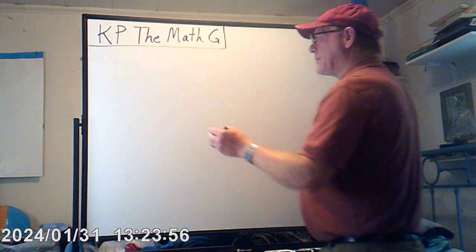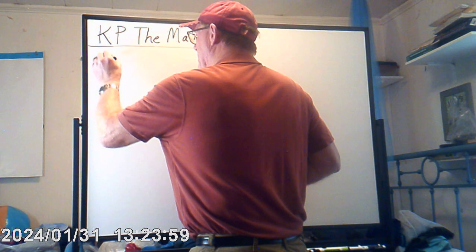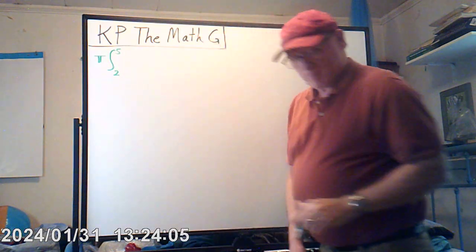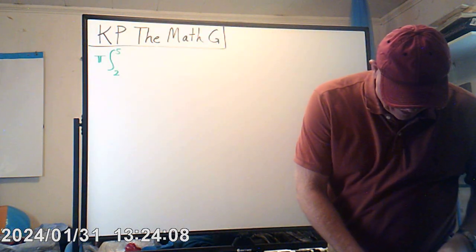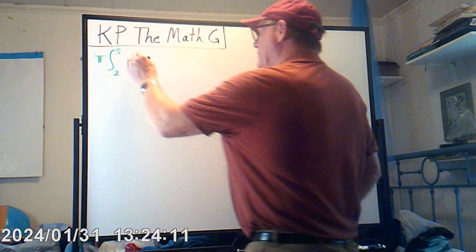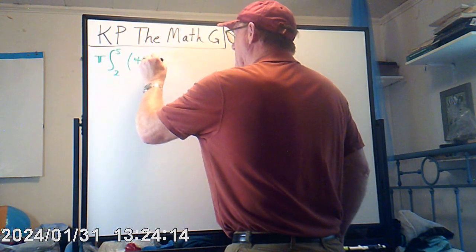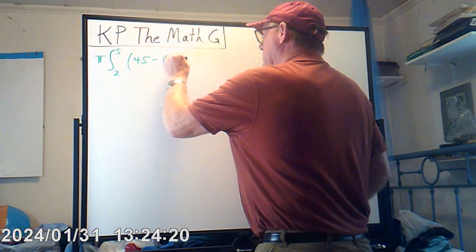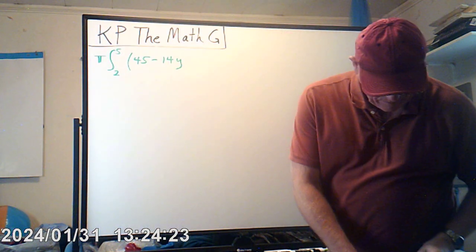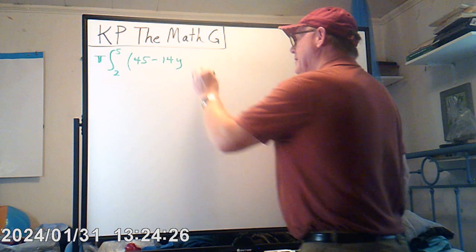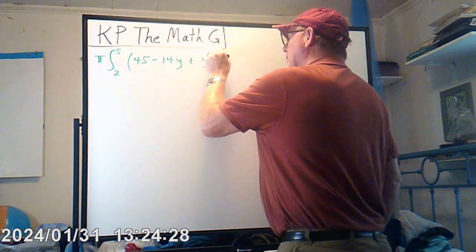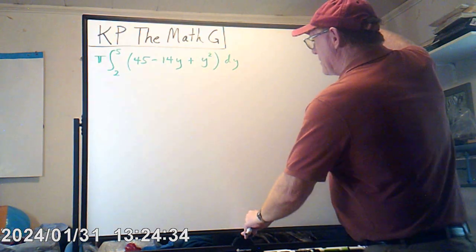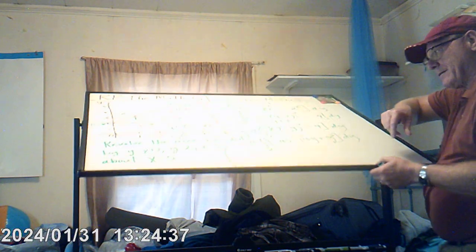Now, let's see. We were putting that pi up here. From 2 to 5. Now I'm saying that was 45 minus 14y, plus y squared dy. Good. Let's go back again and look at that.